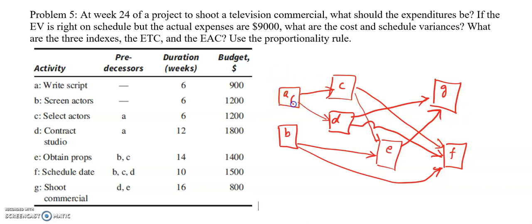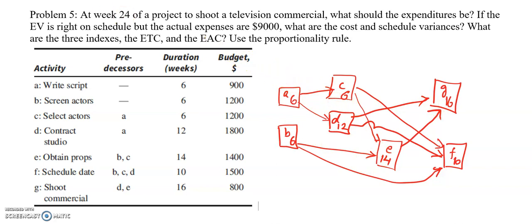Activity A is 6 weeks. B is also 6 weeks duration. C is 6 weeks duration also. D is 12 weeks duration. E is 14 weeks duration. F is 10 weeks. And G is 16 weeks duration. So we have this data now.